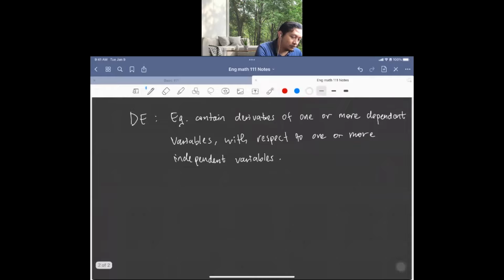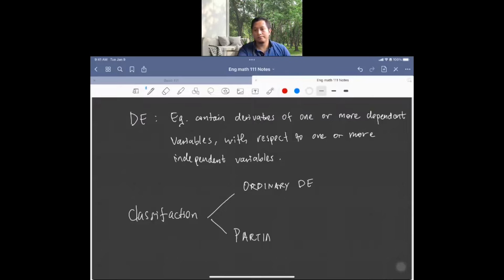So let me just write a classification. First is the ordinary DE. The second is partial DE. Okay. The difference is the independent variable.